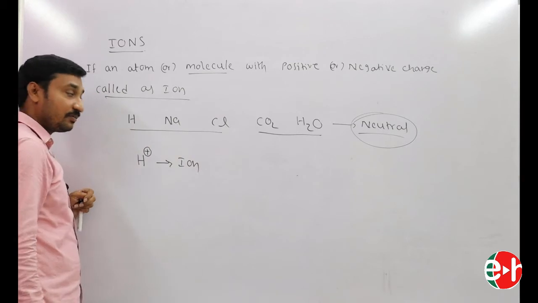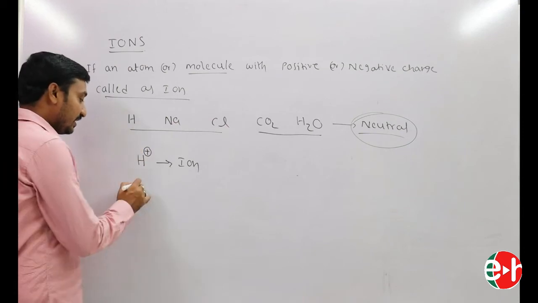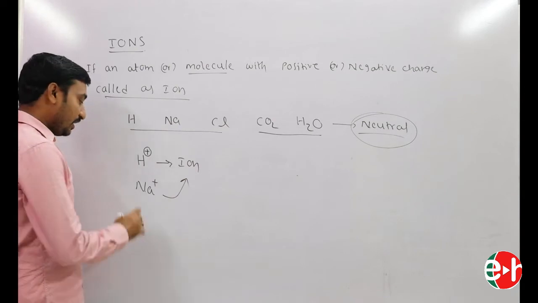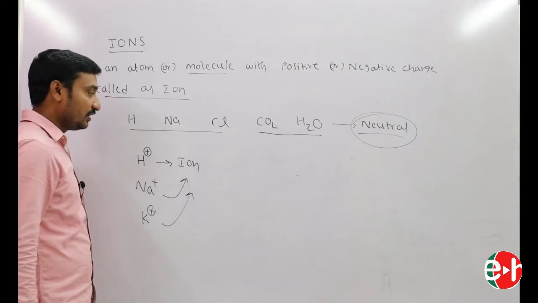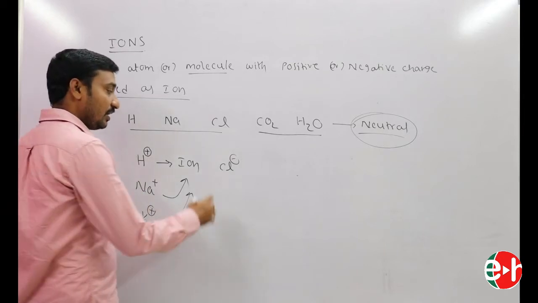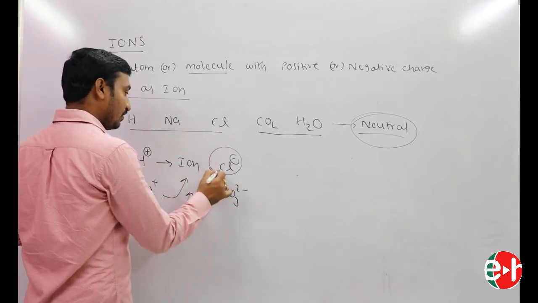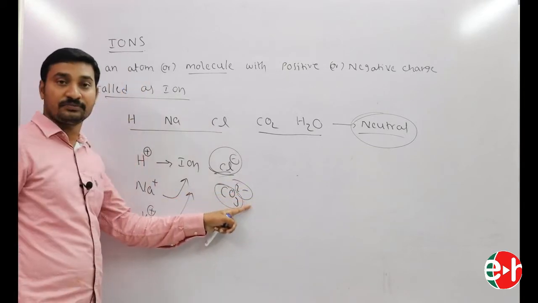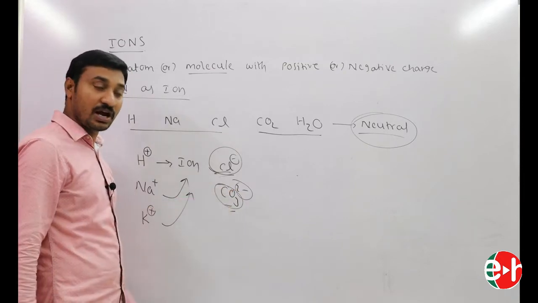Okay, for example, see, H plus, this is ion. Why this is called ion? Atom with positive charge, ion. Na plus, this is also ion. Okay, next, K plus, this is also ion. Cl minus, ion, negative charge, ion. Next, CO3 2 minus, ion. These are only one atom present. Here more than group of atoms with negative charge. This is also ion. One carbon, 3 oxygen atoms, CO3 2 minus, ion.